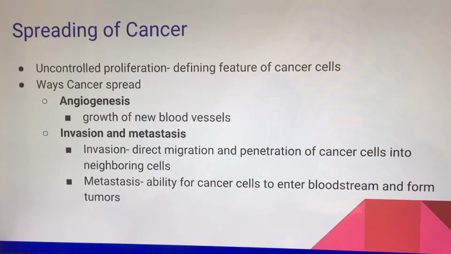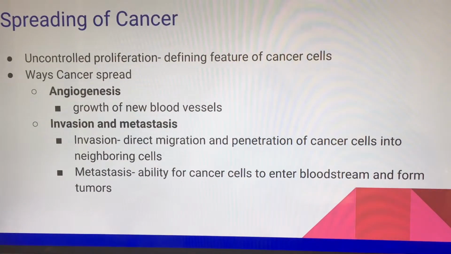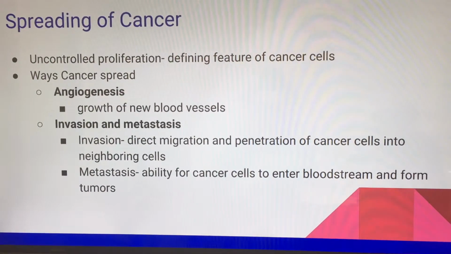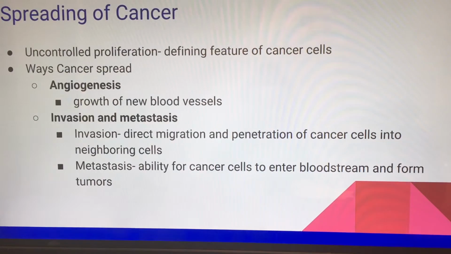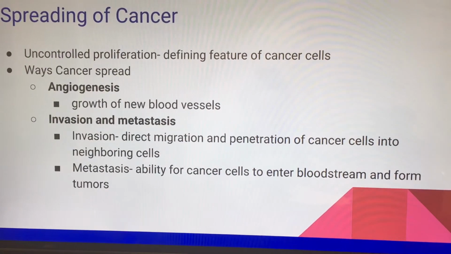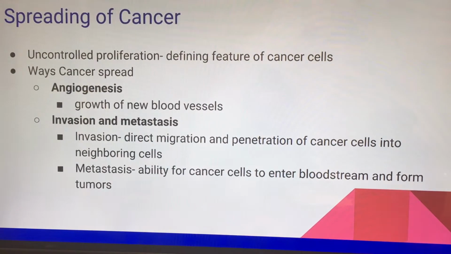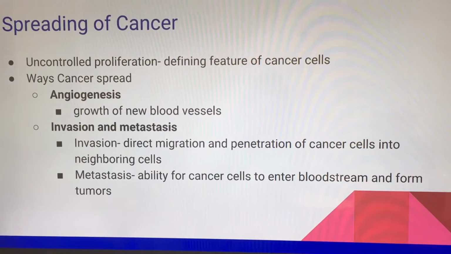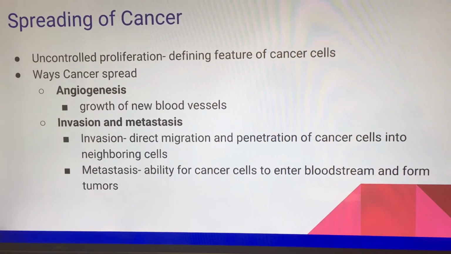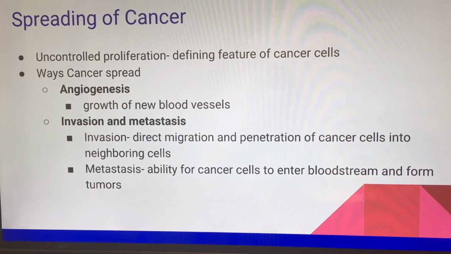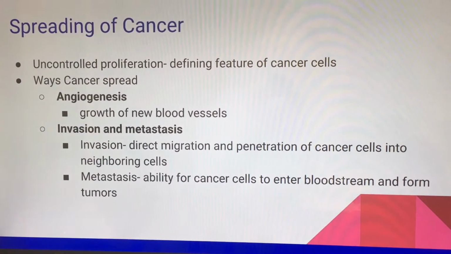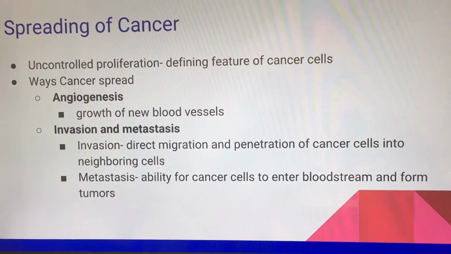Okay, spreading of cancer. Spreading of cancer can come through proliferation, but it also can spread through angiogenesis and invasion of metastasis. And angiogenesis is basically the growth of new blood cells, and it originated from Judah Folkman, who said that tumors release signaling molecules that trigger angiogenesis in host cells, and it's required for tumor growth. And basically, this is the fundamental step for transition from benign to malignant tumors. Once angiogenesis has triggered, then cells can spread two ways: invasion or metastasis. Invasion is the direct migration and penetration of cells into the neighboring cells, and metastasis is the ability for cancer cells to enter the bloodstream and form tumors.